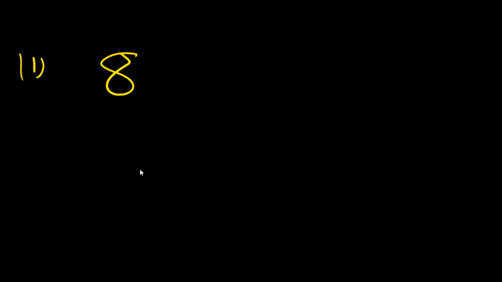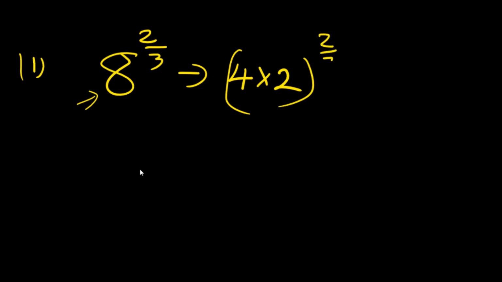Say you have 8 to the power of 2 over 3, and you just want to simplify this. So the first thing you're going to do is you have to first simplify the 8, right? How can you write 8 in another form, in another base? Someone can say 8 is formed by 4 multiplied by 2, right? And what is the power? It's 2 over 3, right?